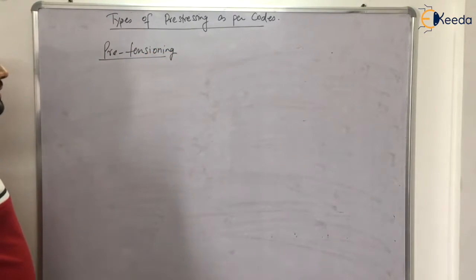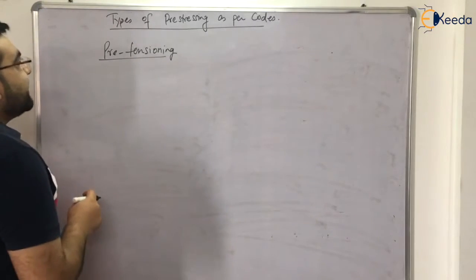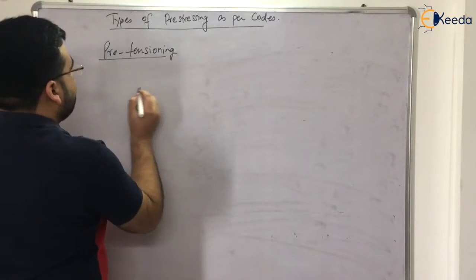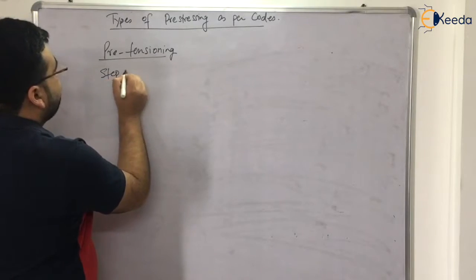Right? Pre-tensioning type of pre-stressing. Okay? So in pre-tensioning, what is actually happening? Let me write down some steps. So steps would be, let us say, step 1.